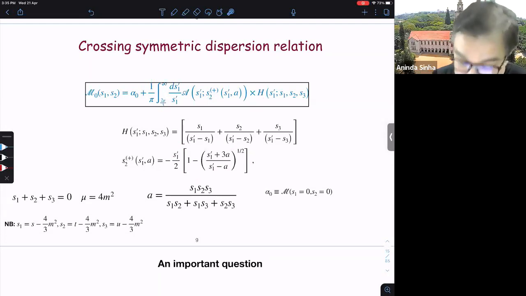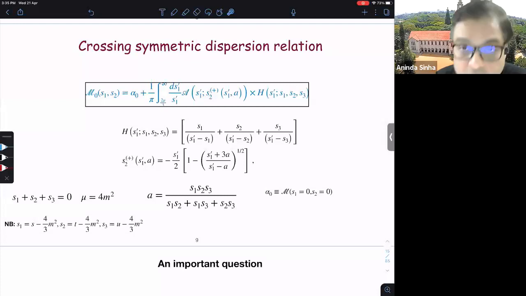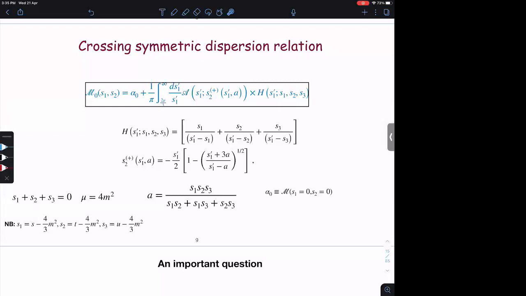Here it is assumed that no subtraction is needed. No, in fact, I will use twice-subtracted dispersion relations to write this. If you had no subtractions, then these factors S1, S2, S3 would be missing here. So the assumption is that M dies in the limit as s goes to infinity. The precise statement is that it goes like little o of s squared, operationally like s to the power 2 minus epsilon.